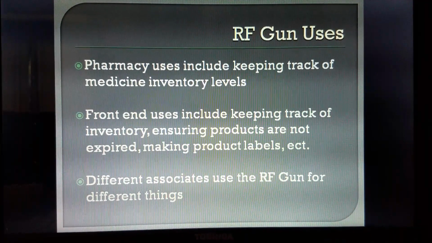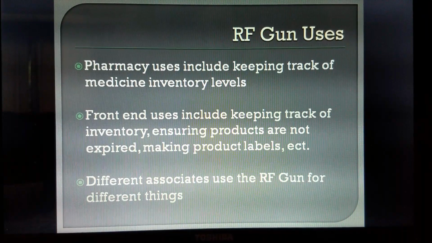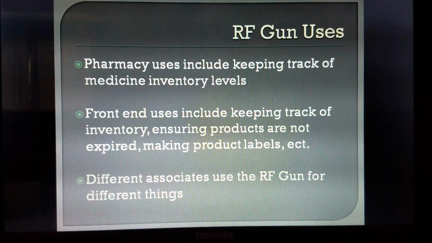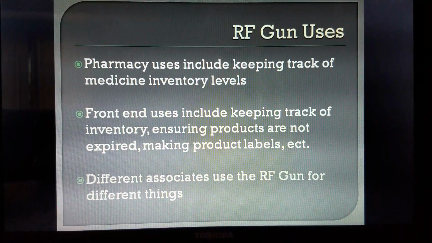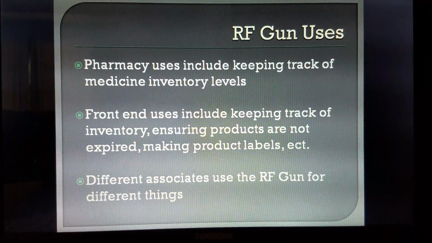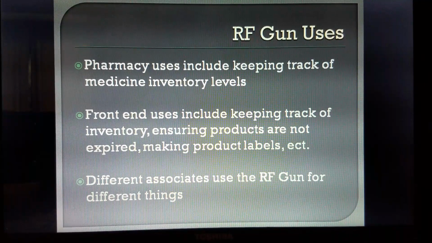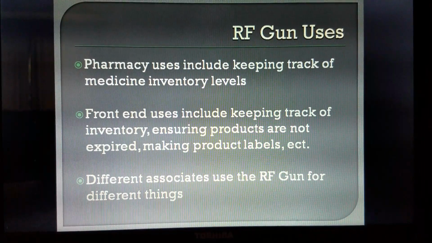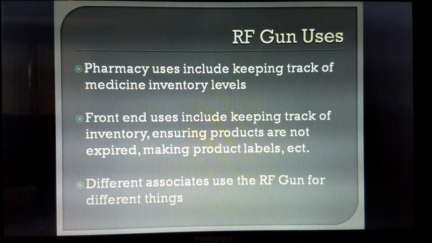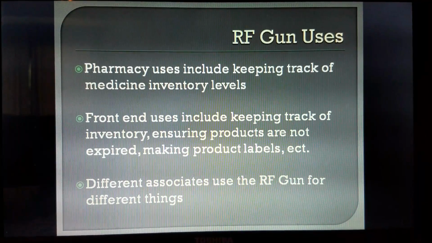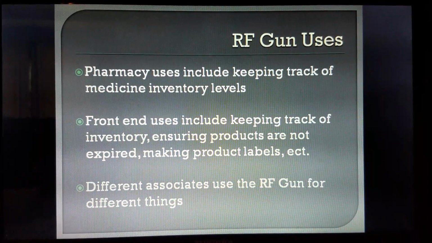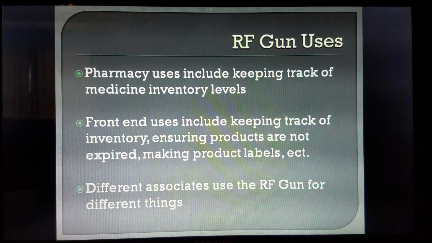The front end also uses the gun to keep track of inventory levels. The front end uses the gun to ensure products are not expired, to make product labels, to transfer products that are damaged or expired out of our store, and for several other uses. Different associates use the RF gun for different things. For example, a front-end cashier will not use the RF gun to look up the price of a medicine that is sold in the pharmacy because the cashier will not work in the pharmacy.